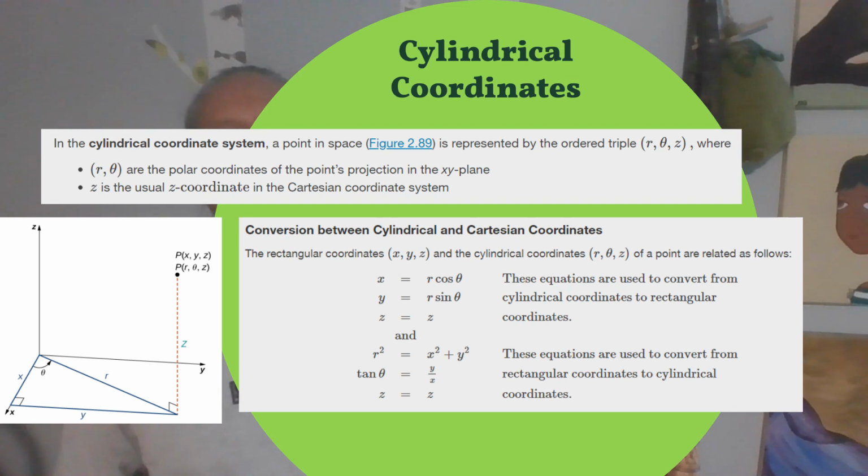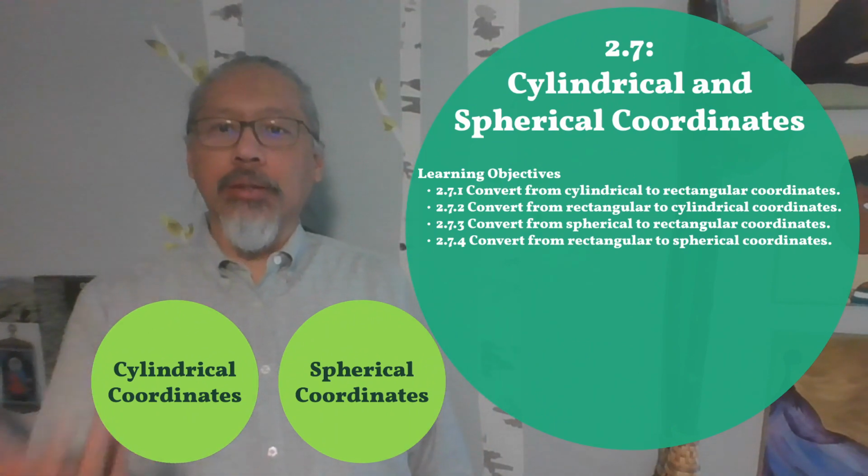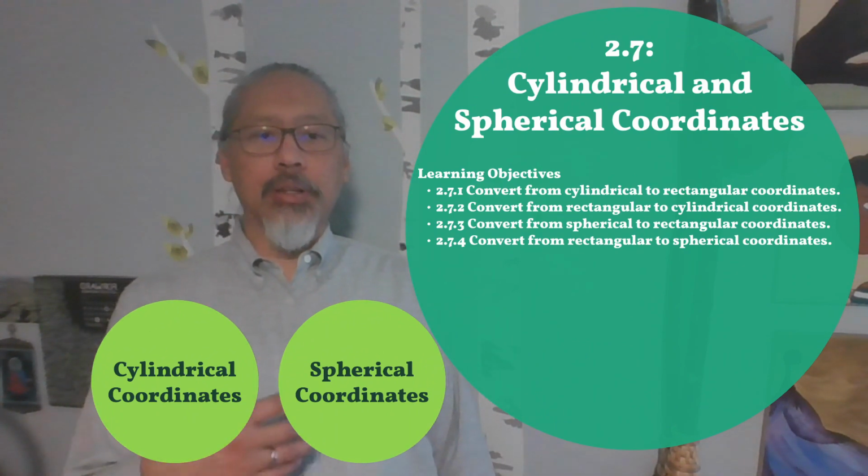And then there's other relations that are going to be important for us. Same relation where r squared is equal to x squared plus y squared, and then tangent of theta is equal to y over x, and then z is still equal to z. And so you can see the picture that describes a point in Cartesian coordinates x, y, z to a point in cylindrical coordinates, because now you not only have an r and a theta, but you also have a z attached to it, because now it's in 3 dimensions.